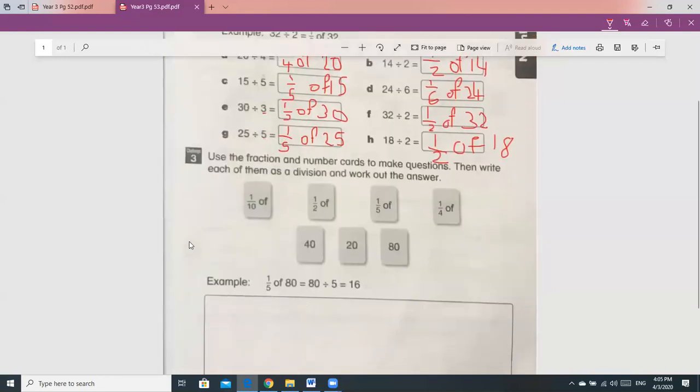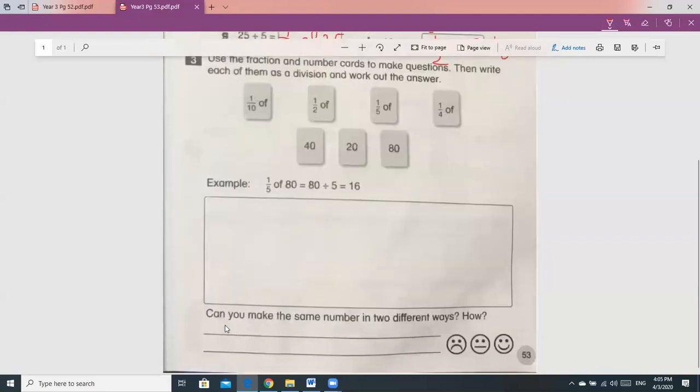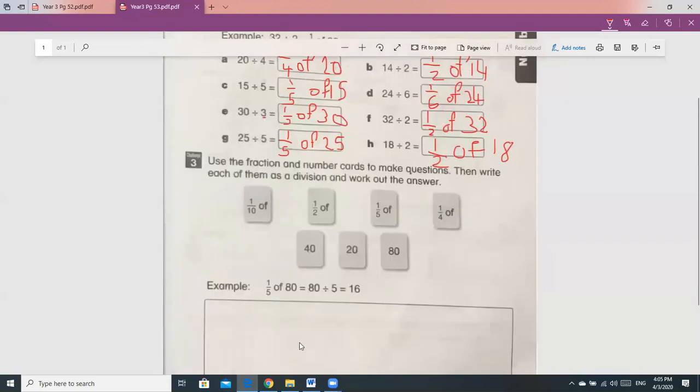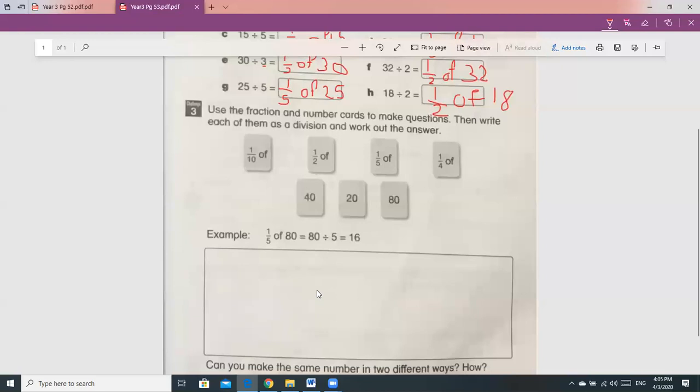So let's use the fraction and number cards to make questions and write each of these as division and work out the answer. I want you to write only 5 examples. This question, don't answer it, only answer this box. I want you to write 5 fractions, okay? For example, here he writes for me a fifth of 80. And he writes me what? 80 divided by 5, and then he makes it a division. 80 divided by 5 equals 16.